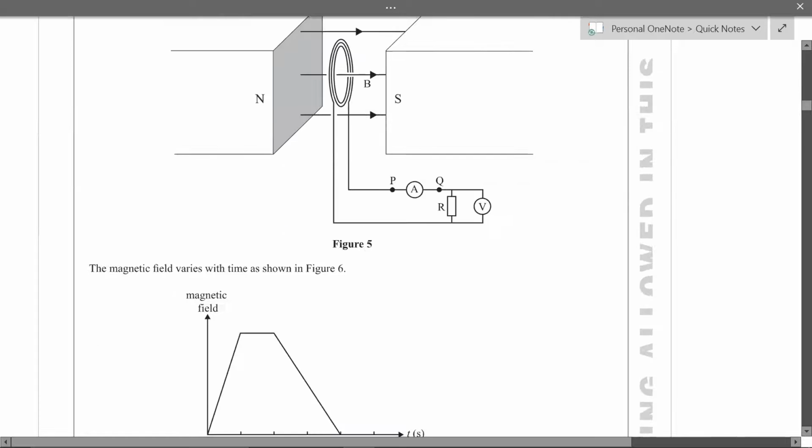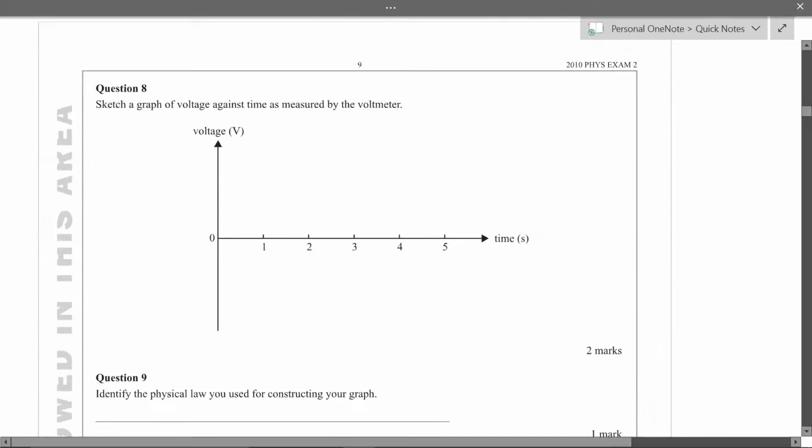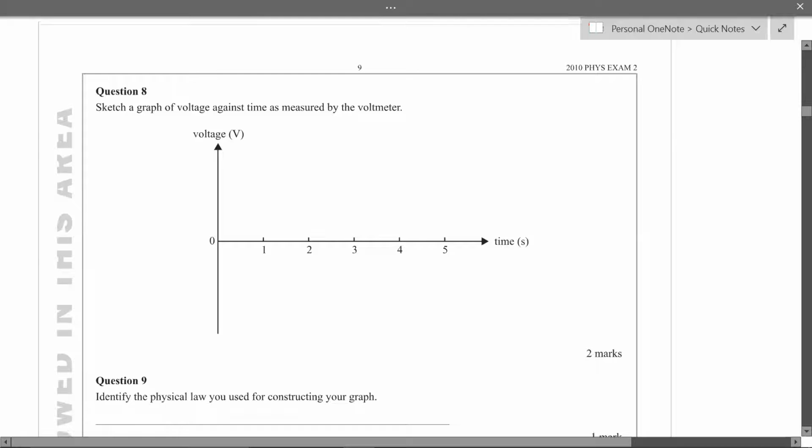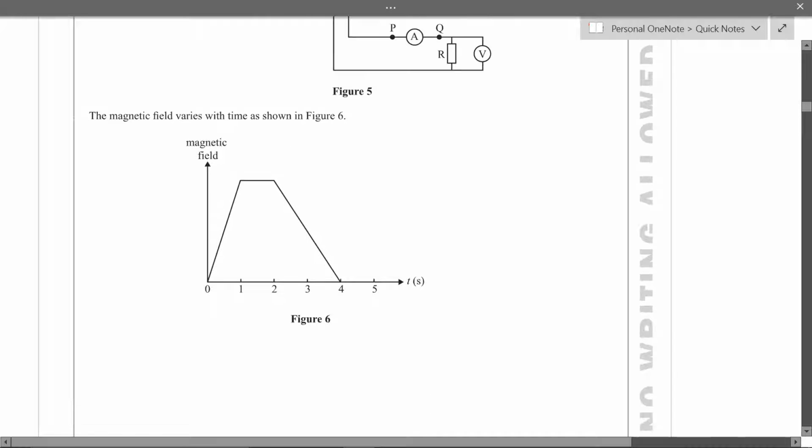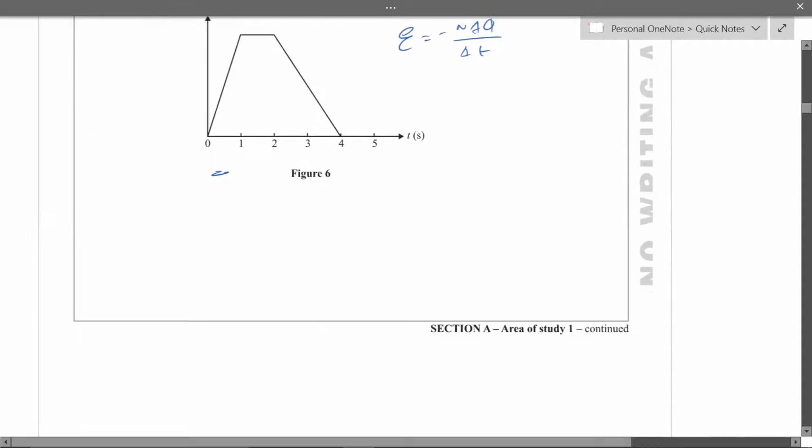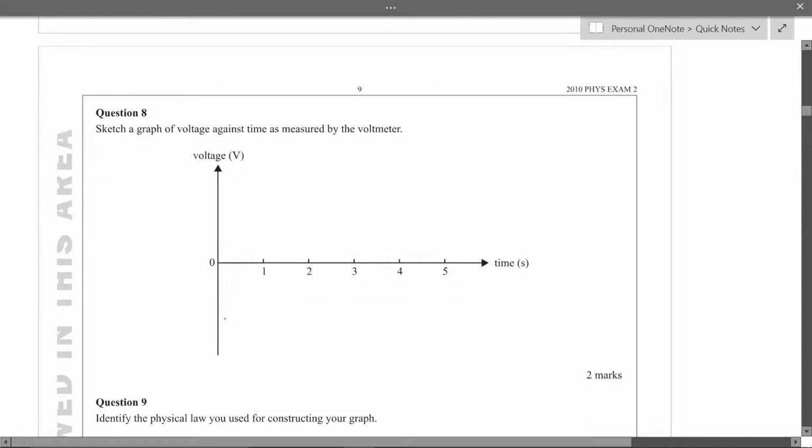And next question, question 8, sketch voltage across time. We have the flux graph, but we know that voltage is negative delta phi on delta t, so this is a positive gradient, then our graph has to be negative. So it would be like this, except use a ruler. I'm not using a ruler, but use a ruler.